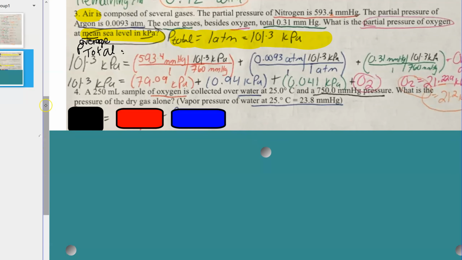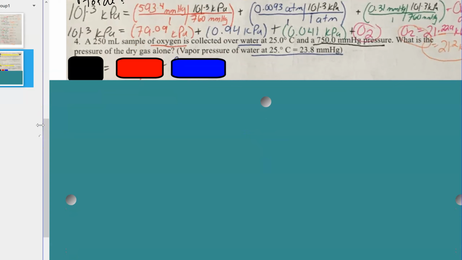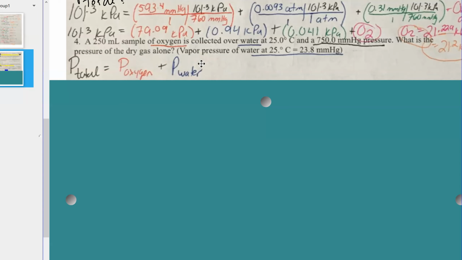Okay, number 4 says a 250 milliliter sample of oxygen is collected over water at 25 degrees Celsius and a 750.0 millimeter mercury pressure. What is the pressure of the dry gas alone? You have to go back to your video notes for part of this, okay? Because we talk about collection of gases over water in there, and we have to take into account the vapor pressure. So P total is going to be the oxygen plus water vapor, which is going to evaporate up, okay?